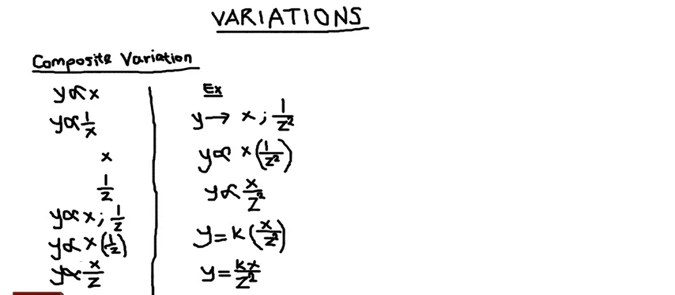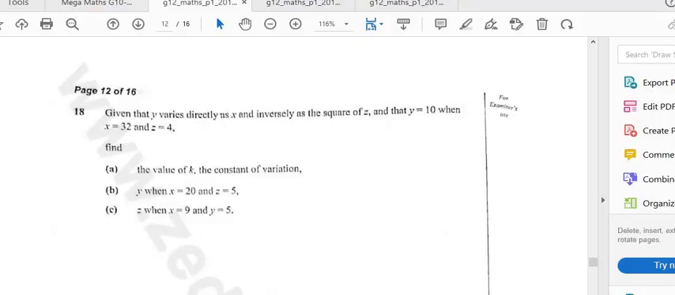So we have come up with an expression in terms of x and z and the constant of variation k for the variable y. Now the question proceeds to say the value of y is 10 when x is 32 and z is 4. We should find the value of k, the constant of variation. Okay, we are told y is 10 when x is 32 and z is 4. So we get that initial condition.